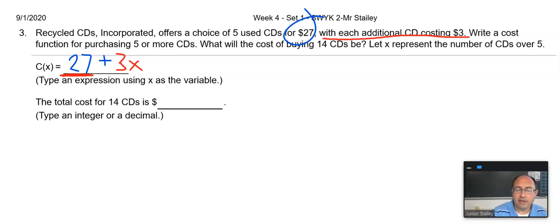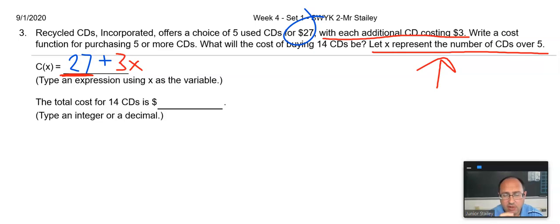People don't always get this function right, but some people do, and I'm hoping that you can. I understand this is a before tax price; they're not considering taxes. But that's an important piece of information. Let X be the number of CDs over 5. Because people don't think about that. They don't say, okay, I got 7. Well, these 5 are going to get $27, and then these 2 over here are going to get charged $3.